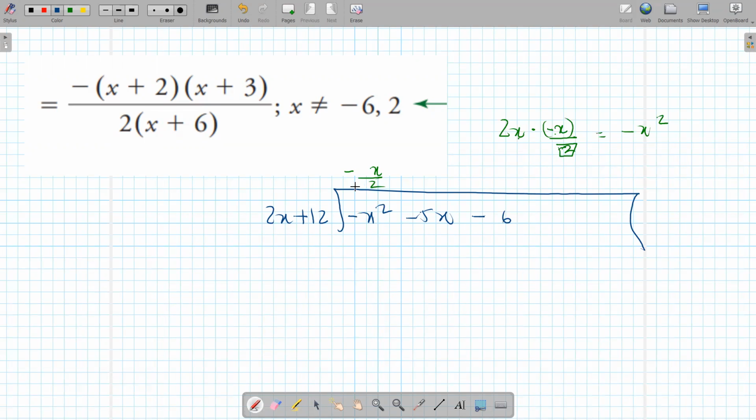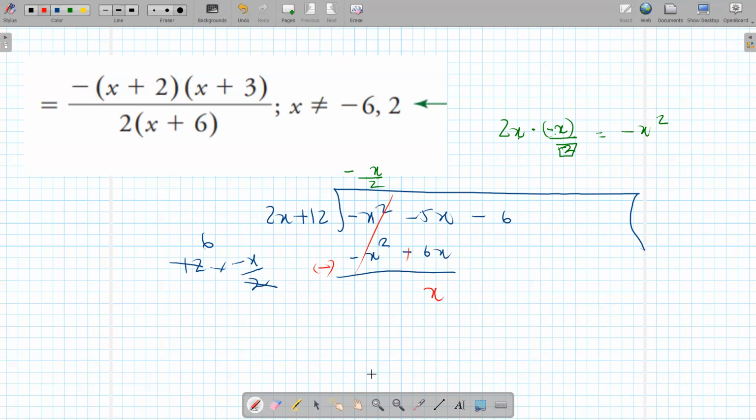And then you have to do this with both of them, right? So 2x times negative x over 2 would be negative x squared. And what's 12 times negative x over 2? What does that simplify to? 2 goes into 12 6 times. Negative 6x. Okay? And then we're going to subtract them. These two cancel out. This becomes a plus. So you get x.